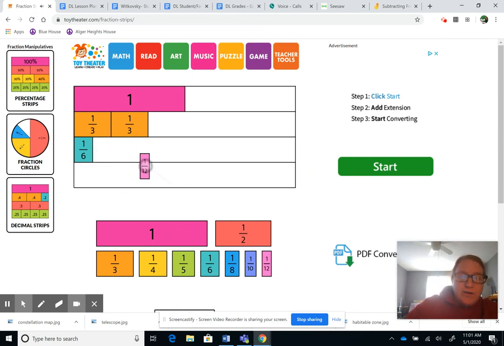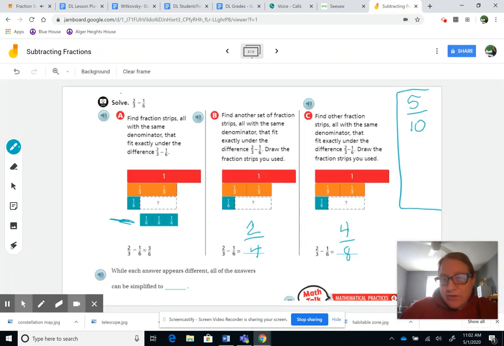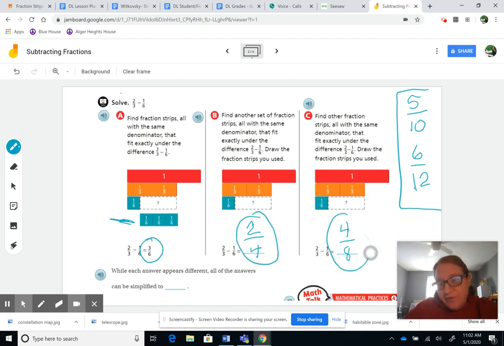Okay. Let's go back to those fraction strips, get rid of these ones. And I'm going to use twelfths. 1, 2, 3, 4, 5, 6. 6 twelfths also works. I'll put that here. Now look at all of the fractions that we had. 3/6, 2 fourths, 4 eighths, 5 tenths, and 6 twelfths.